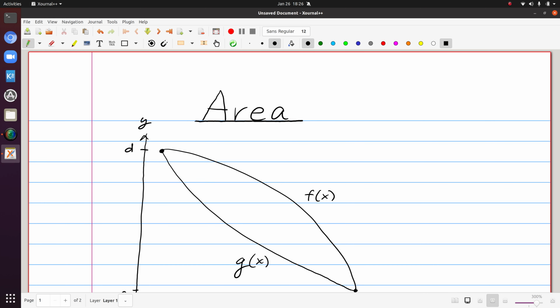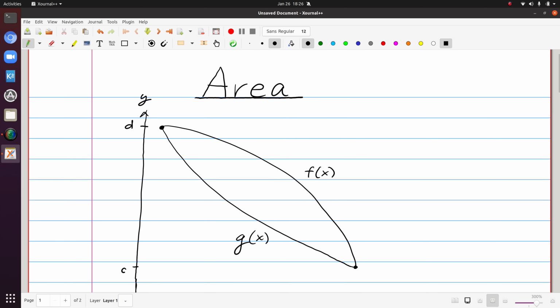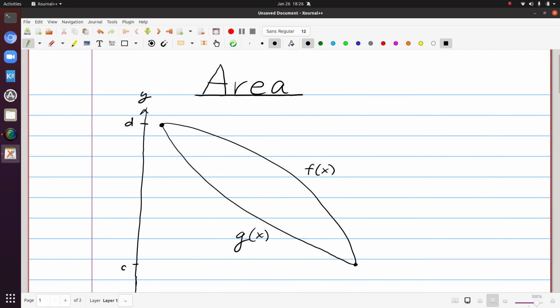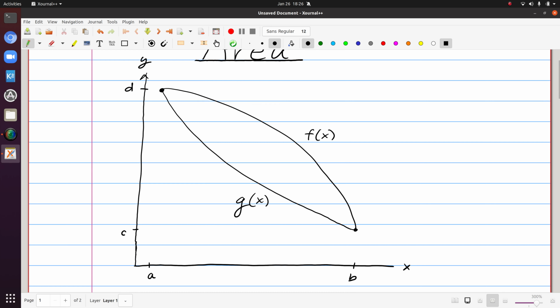So let's talk about some applications of integration. In this video, I'd like to introduce the idea of using integration to find the area either under a curve or between two curves. So let's focus on this first graph I have here where we can see that we have two bounding curves for a desired region. One of those is f of x and one of those is g of x.